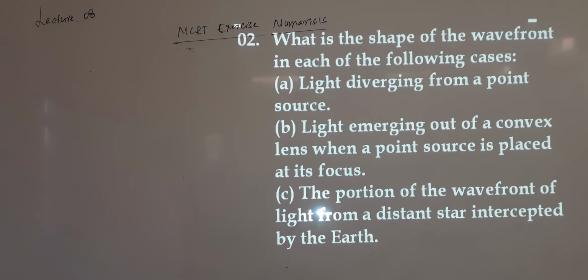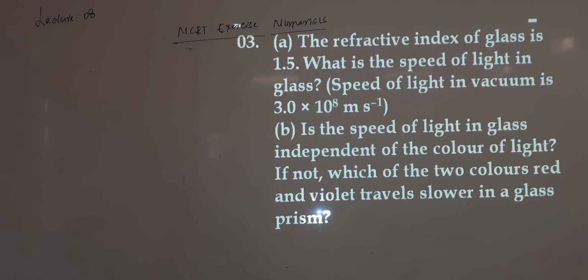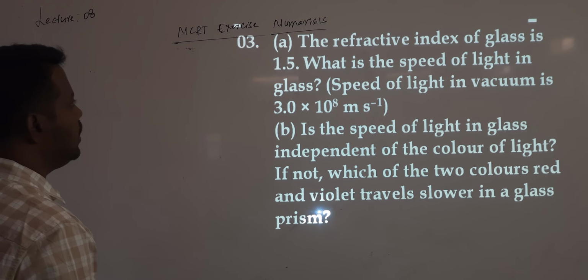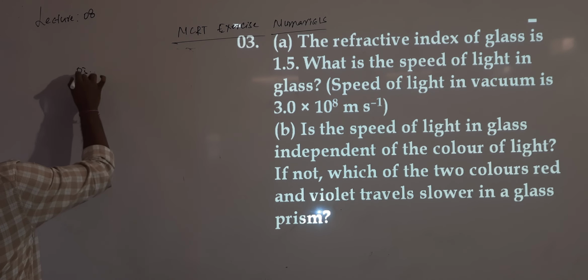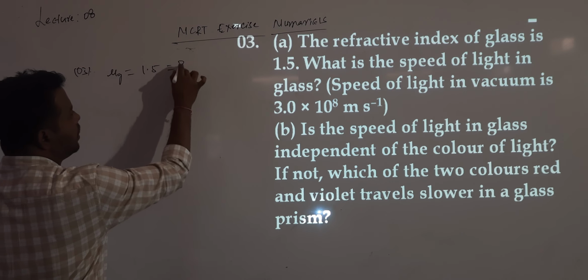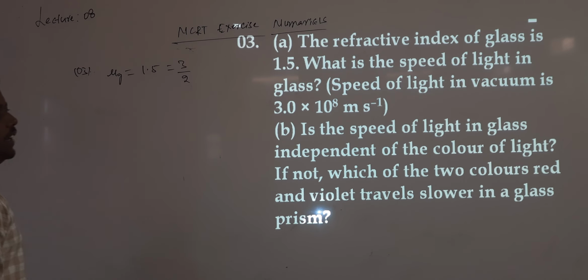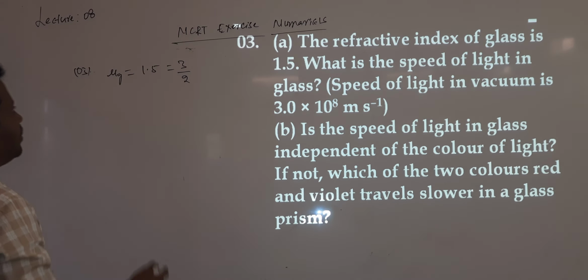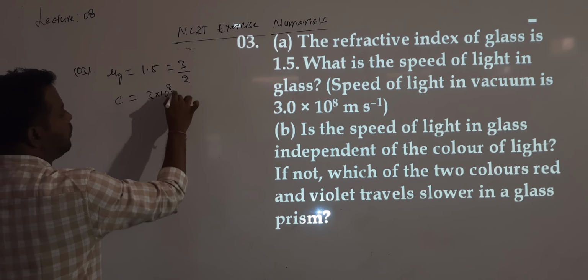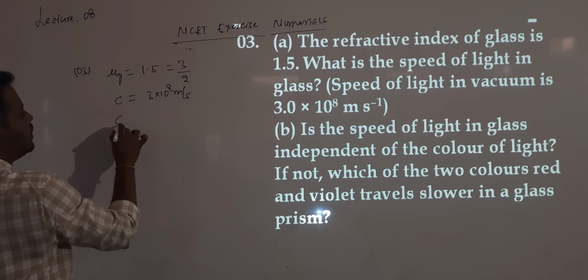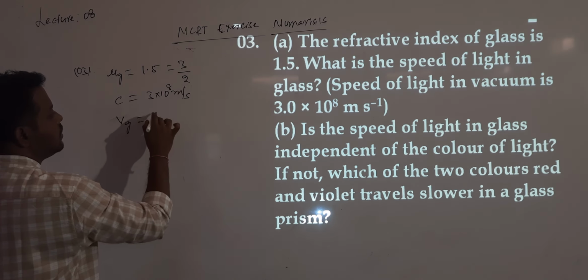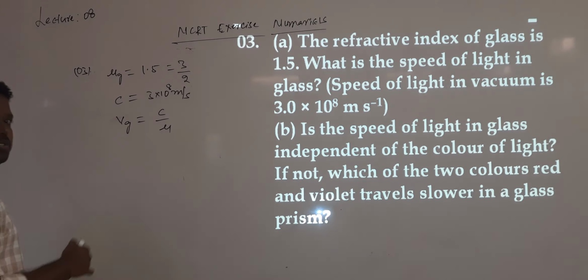Next question, question number 3. This question is also based on ray optics only. The refractive index of glass is given. What is the glass refractive index? Mu g is 1.5, which is nothing but 3 by 2. What is the speed of light in glass? Already we know the speed of light in air is 3 into 10 to the power of 8 meters per second. They are asking what is the speed of light in glass. So Vg is equal to C divided by mu. You should know the definition.